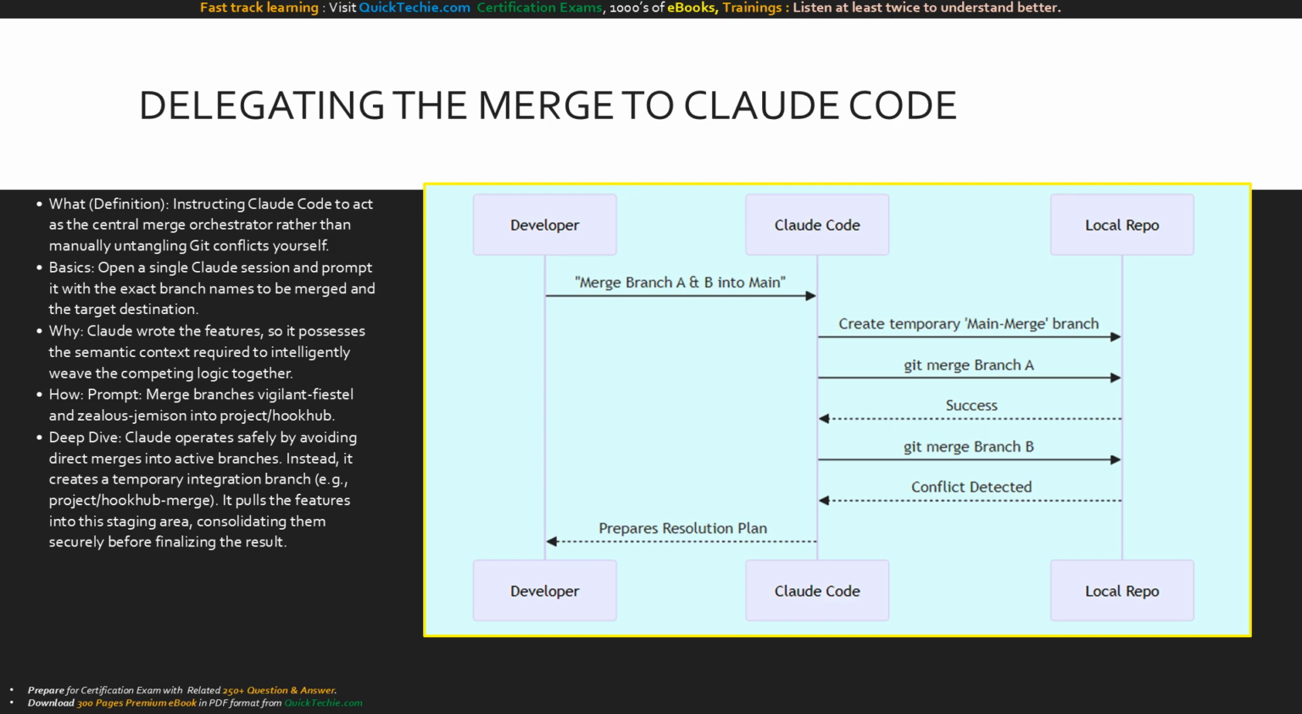This sequence diagram shows Claude's brilliant merge strategy. You issue the merge command. Claude doesn't touch the target branch directly. Instead, it tells the Git repo to create a temporary integration branch. It merges branches successfully.